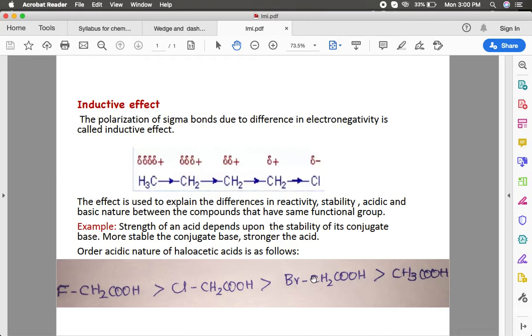So what is the main objective of this lecture, this video? To explain the inductive effect and how it is important in explaining the differences in properties that exist between the same functional group. Here, the difference in property that exists between the carboxylic acid compounds.